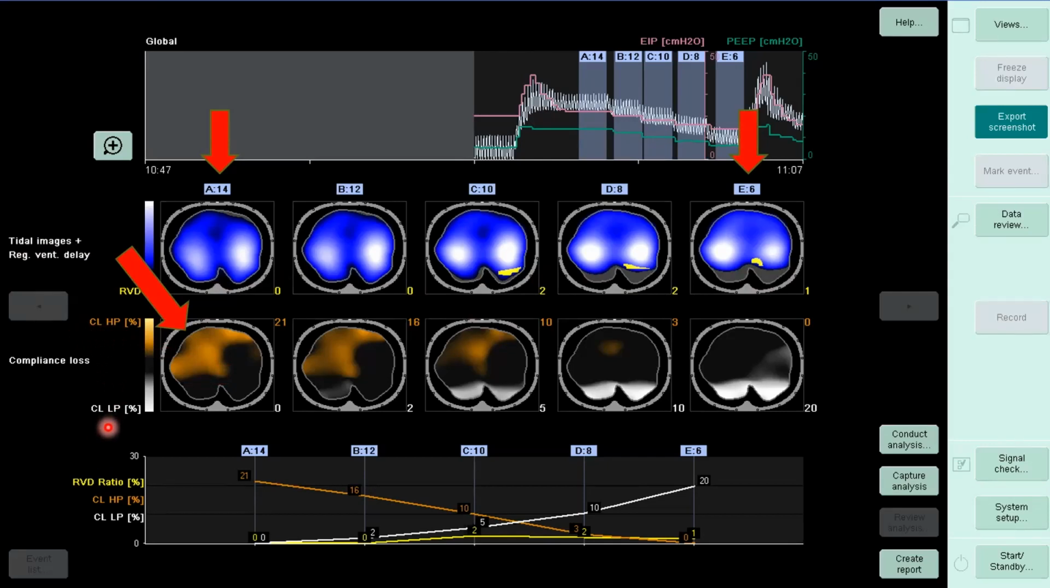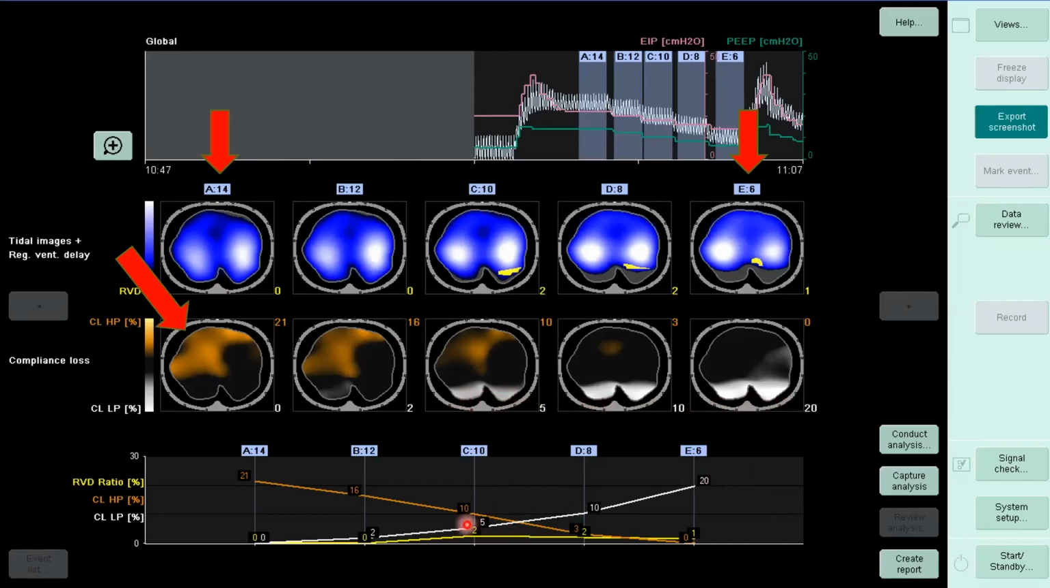So we see at a PEEP of 14, we've successfully recruited the dorsal region. However, there's some overdistension indicated by the color orange. In fact, there's 21% compliance loss in the ventral regions. As we go to 12, there's 16, go to 10, PEEP of 10. So we see that there's less and less overdistension, but now we're having the color here that's white. Now there's a compliance loss. As we go towards the lower PEEPs, there's a compliance loss at the bases, indicating possible de-recruitment.